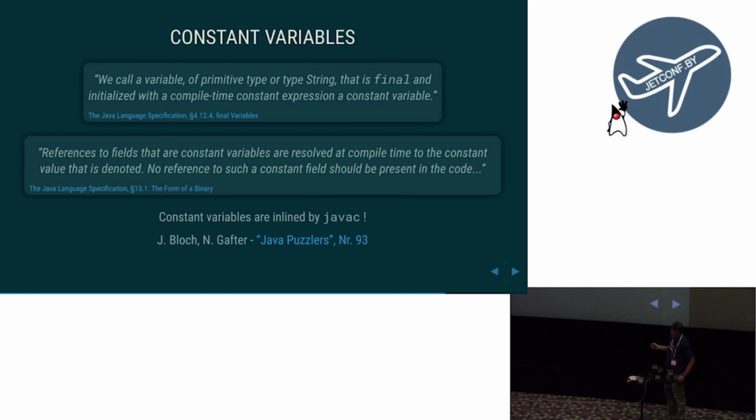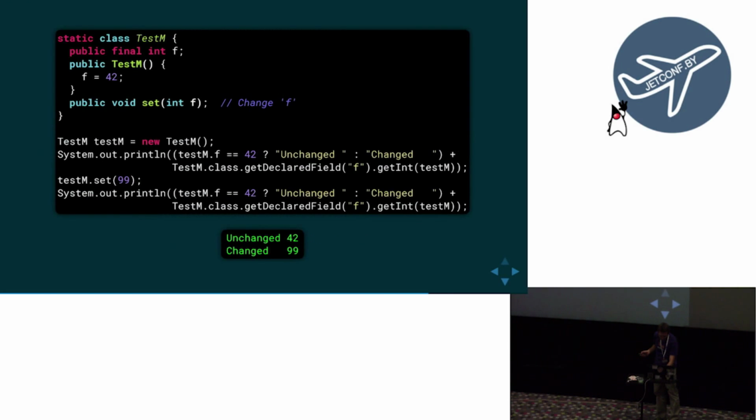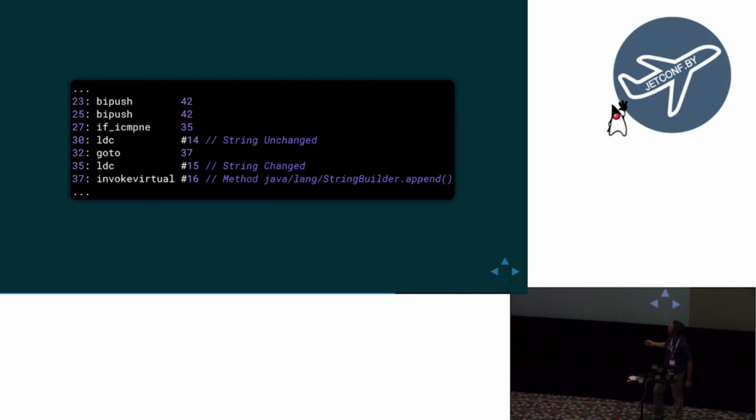It says references to fields that are constant variables are resolved at compile time to the constant value that is denoted. No reference to such a constant field should be present in the code. So it means that the class file does not even contain a reference to a field. This was the first example, right, where we initialized it with the constant, not in the constructor, and the generated bytecode looks like this. You push 42 on the stack, you push 42 on the stack, and then you do the comparison. That's the bytecode which gets generated.